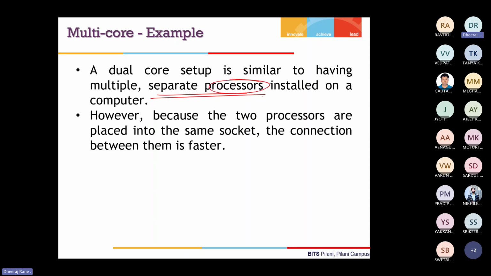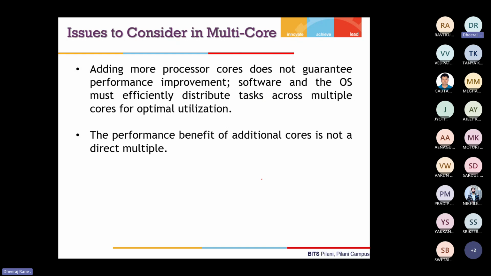In the sense that we are saying that suppose I have a single processor, so that is being embedded within it, right? Because the two processors are placed in the same socket, or rather within the same IC or the chip, the connection between them is somewhat faster, right?